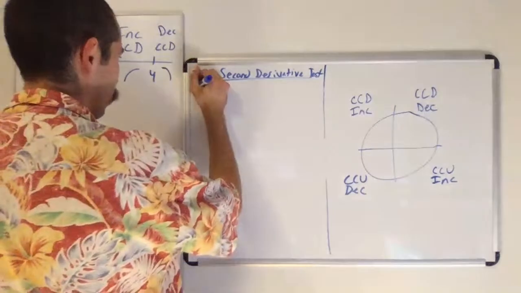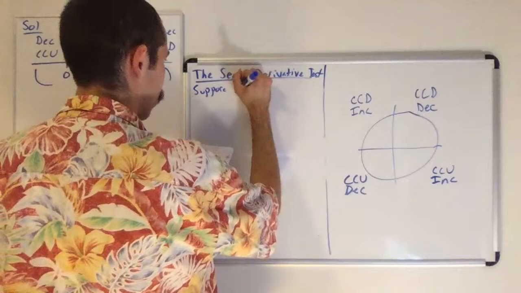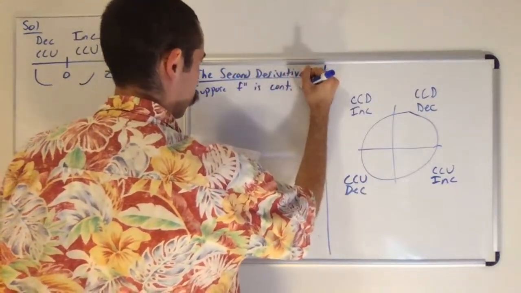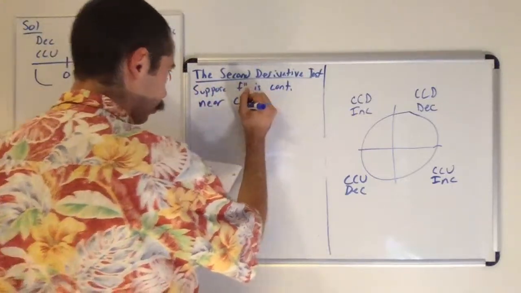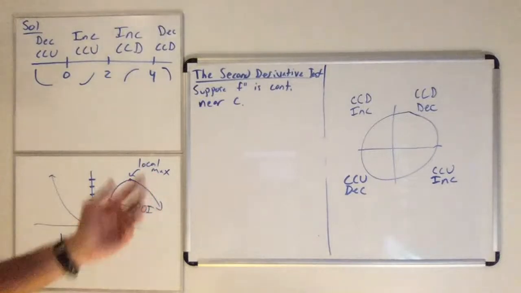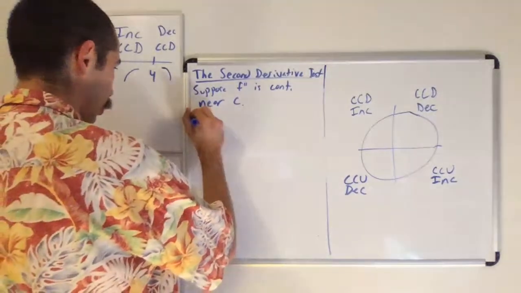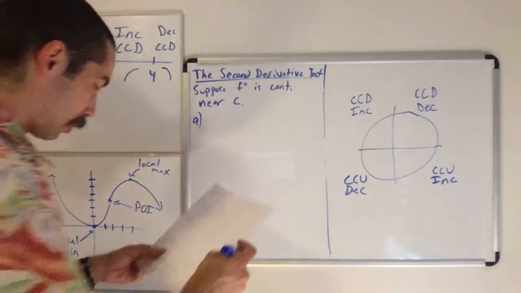So we start with: suppose f double prime is continuous near c. Okay, so we have a second derivative that is continuous near some value c. The second derivative test is a test to check if we have a local max or a local min.